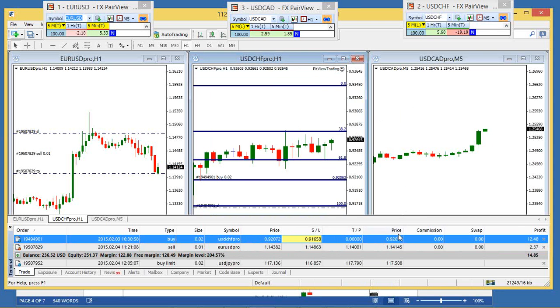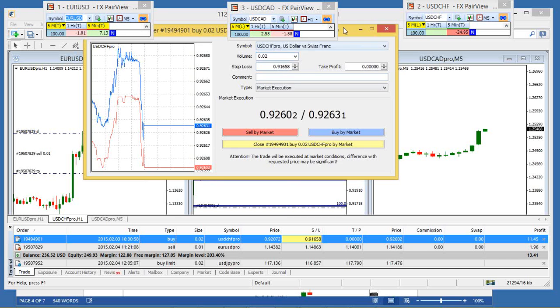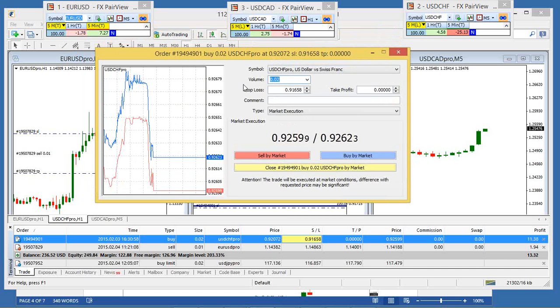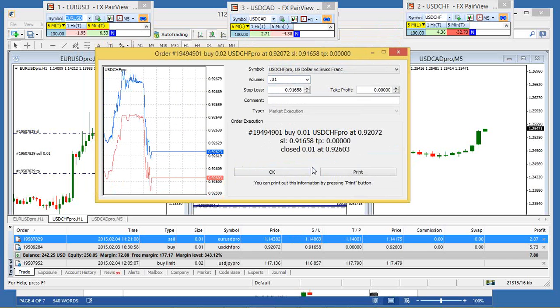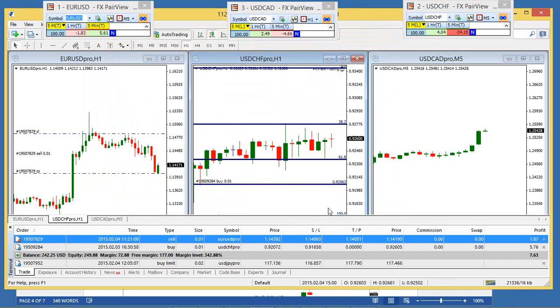To show you how scaling out works, I was hoping to be able to do this during class because I get questions on this. I've already reached well above a 1-to-1 risk reward on dollar Swiss. So what I'm going to do is double click on the price and close out one of my lots. The way I do that under volume is I go to 0.01, click on close. Bam. It's like the hammer being dropped, baby. And that leaves me one lot left on dollar Swiss.